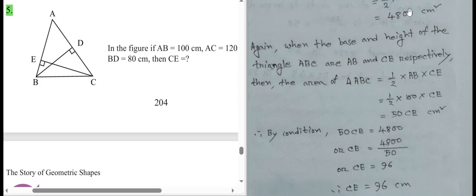So we can say by condition 50 CE is equal to 4800, or CE equal 4800 divided by 50, and then the value of CE will be 96 centimeter. After calculating, we find that the value of CE is 96 centimeter. So we can say the length of CE is 96 centimeter.